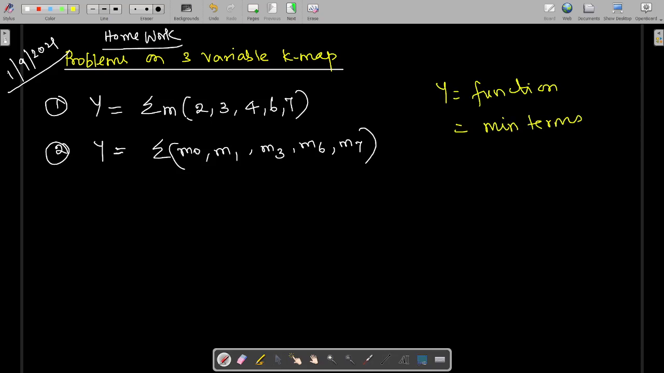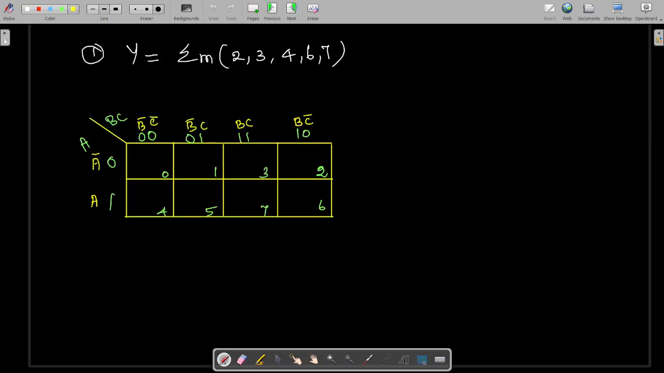For the first problem, you have the min terms 2, 3, 4, 6, 7, and for the second problem, I have given you M0, M1, M3, M6, M7. I'll explain how to solve these problems. So this is your first problem. You have 5 min terms here: 2, 3, 4, 6, 7. We have to substitute these terms in the K-map.